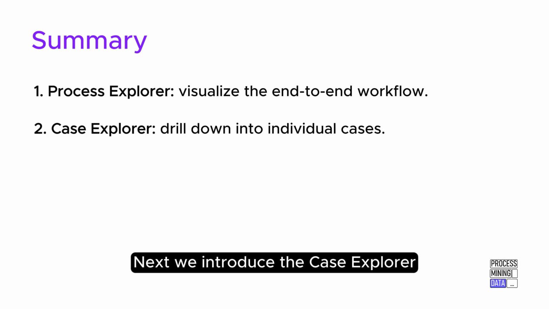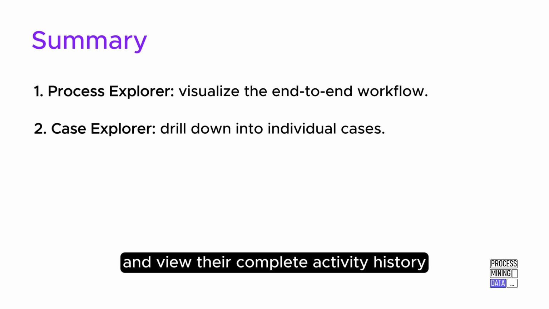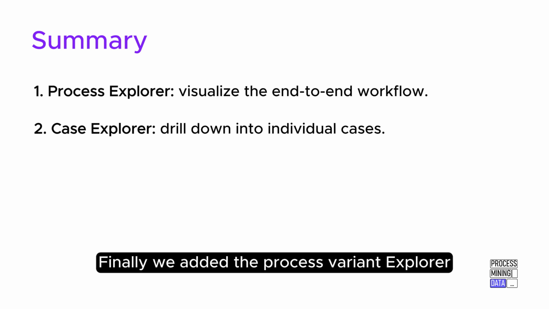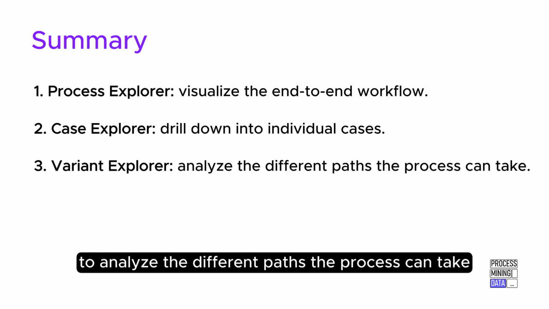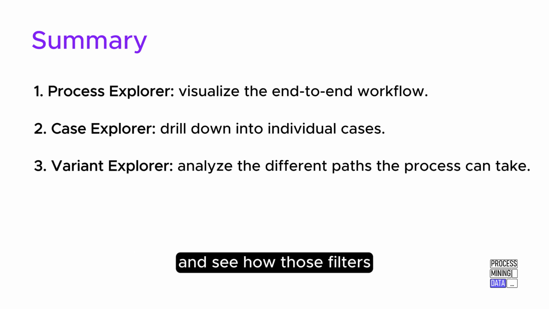Next, we introduced the Case Explorer, which allowed us to drill down into individual cases and view their complete activity history, helping us investigate anomalies and validate our findings. Finally, we added the Process Variant Explorer to analyze the different paths the process can take. We learned how to interpret the variant breakdown, filter the dataset by specific variants, and see how those filters impact the rest of the analysis, including in the Case Explorer.